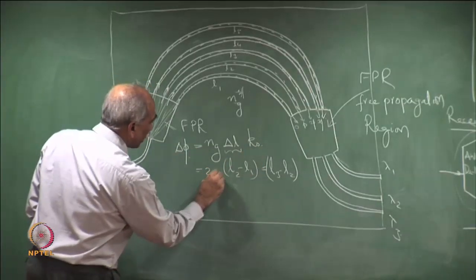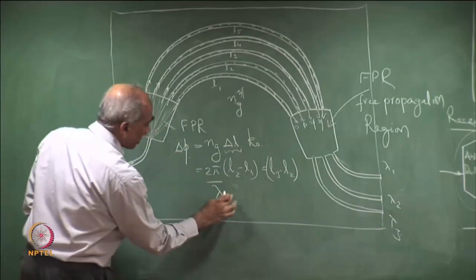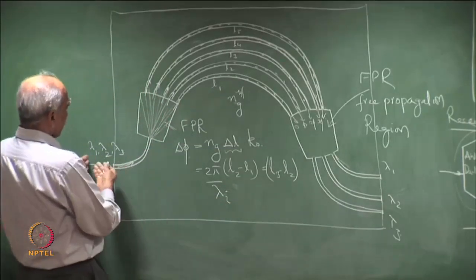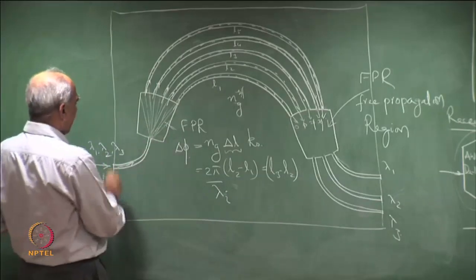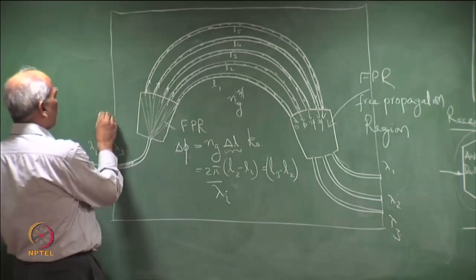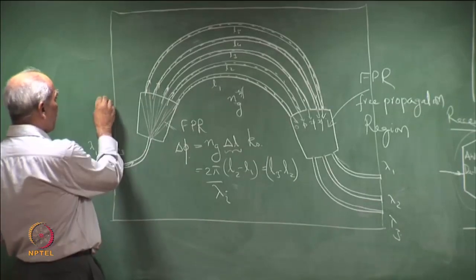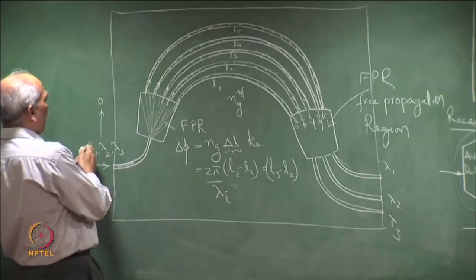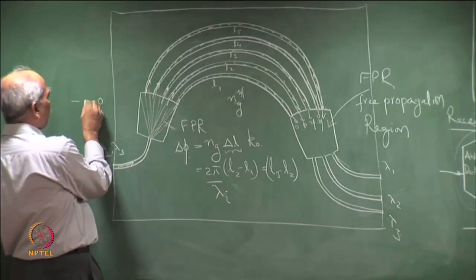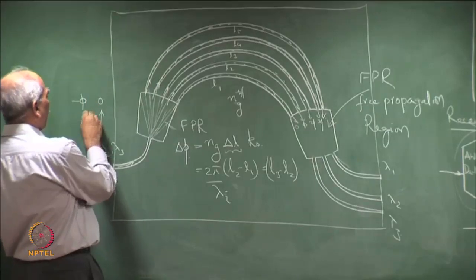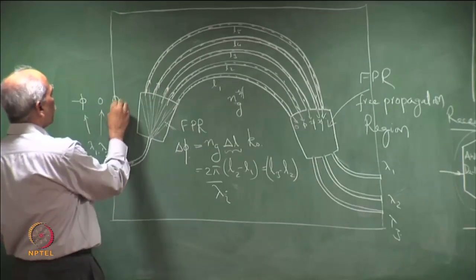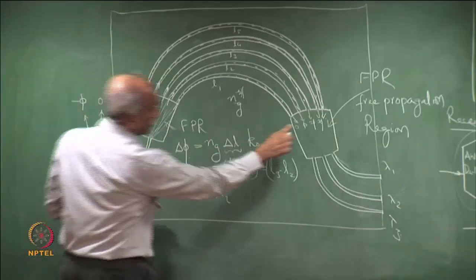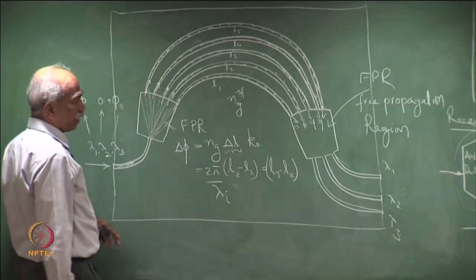So, this is equal to 2 pi by lambda. So, lambda is different for the different wavelengths, and therefore, if lambda 1 enters from here, let us say that the phase difference corresponding to lambda 2 is 0, phi is equal to 0, then the phase difference will have a certain minus phi here corresponding to lambda 1, and corresponding to lambda 3 this could be plus phi. The phase differences are different here for the 3 different wavelengths.